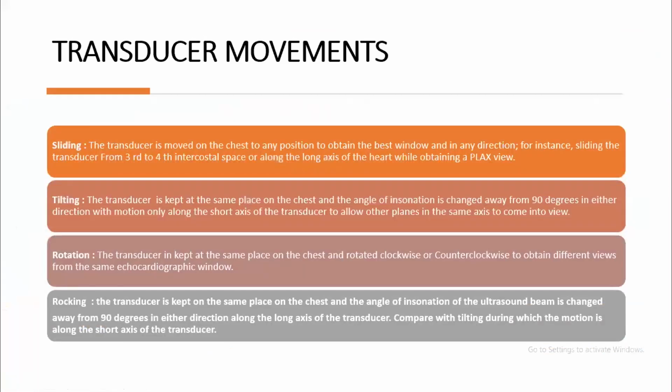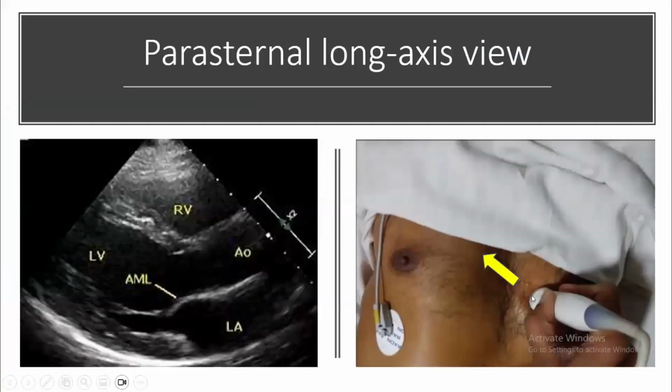In the parasternal long axis view, we are directing the arrow toward the patient's left shoulder, so that the indicator on the transducer is directed toward the left shoulder, in the third or fourth intercostal space, immediately lateral to the sternum. So again, third or fourth intercostal space, immediately lateral to the sternum, with the direction toward the left shoulder.